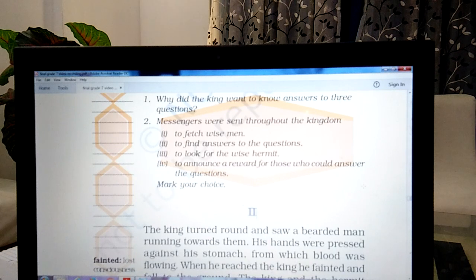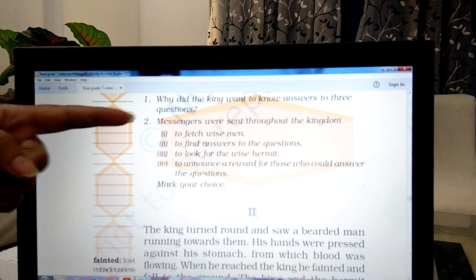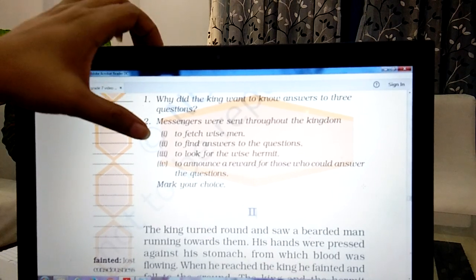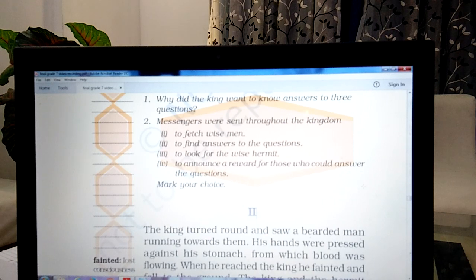Now the next question is, messengers were sent throughout the kingdom to fetch wise men, to find answers to the questions, to look for the wise hermit, or to announce a reward for those who could answer the questions. Yes, the last one is the correct answer: to announce a reward for those who could answer the questions satisfactorily.